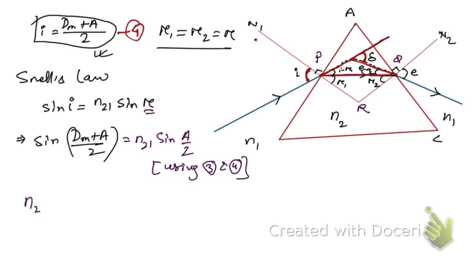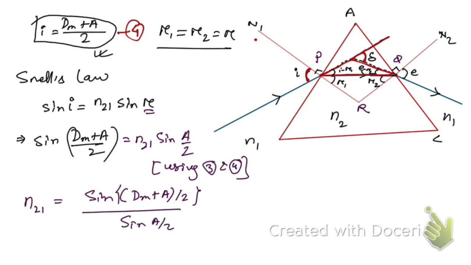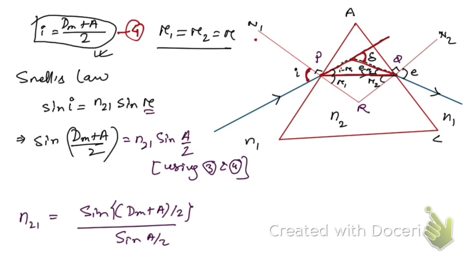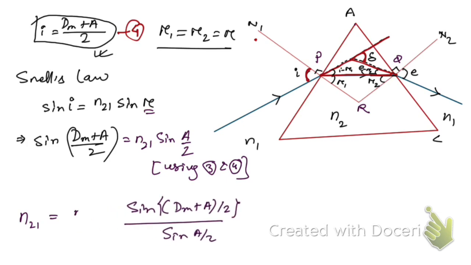Now n21 is equal to sine of (dm plus A) divided by 2, divided by sine A by 2. That is what we were asked to prove. Or you can write it this way also: instead of n21 you can write n2 by n1.